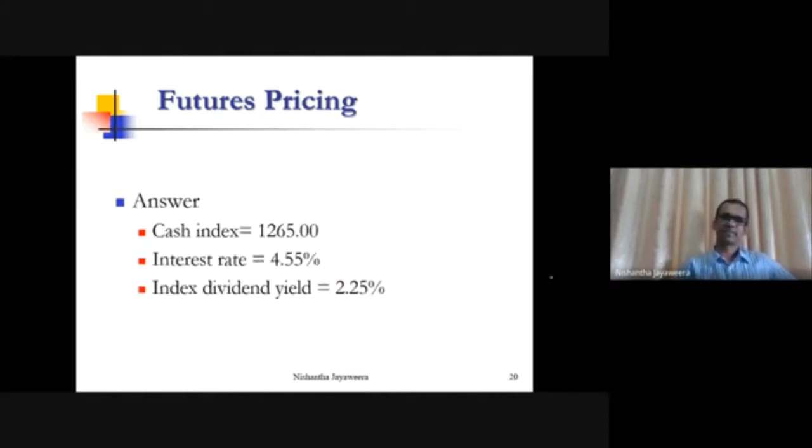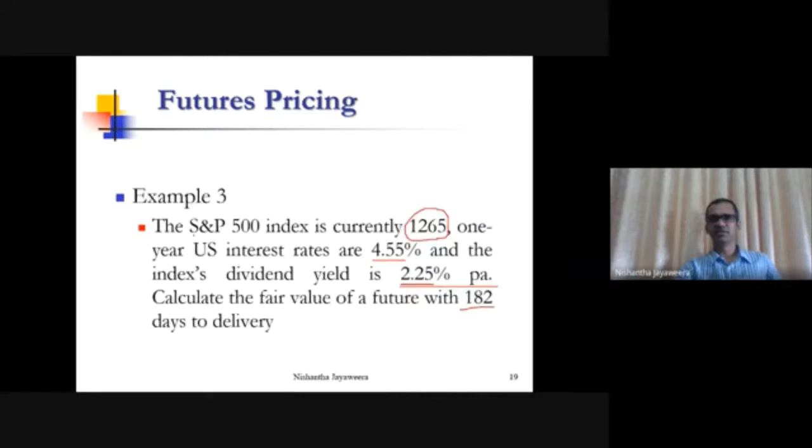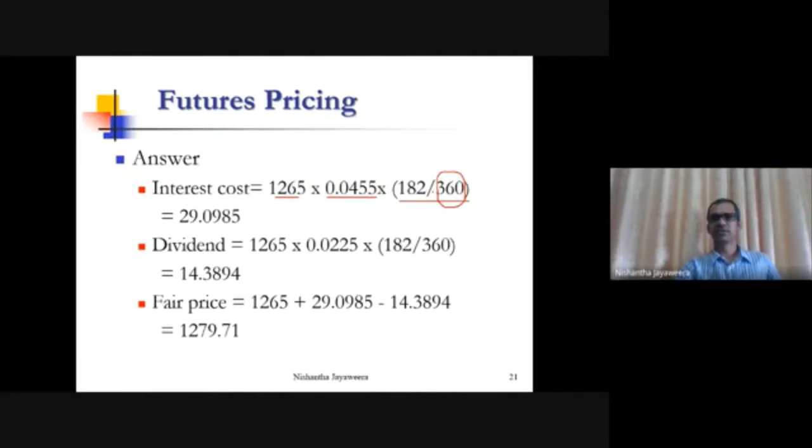So this is the summary. Cash index is at 1,265. Interest rate on dollars 4.55. Index dividend yield is 2.25. Then what is the fair value of the futures? 182 days future. Interest cost: 1,265 times the interest rate times the day count fraction. Note that here I have used 360. Why? This is in dollars, US interest rate, so the dollar convention is to use 360 days. So this is the interest cost.